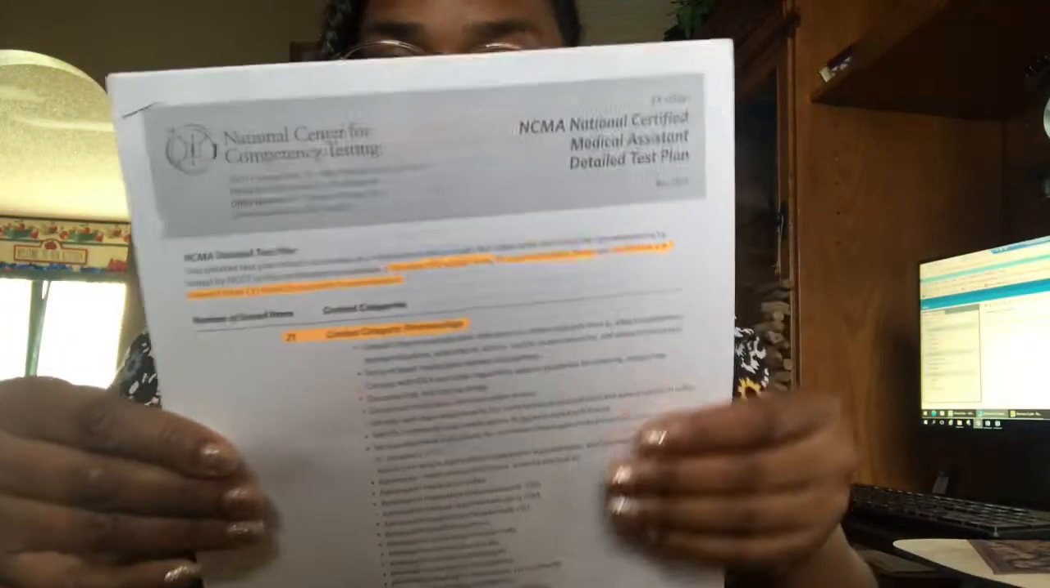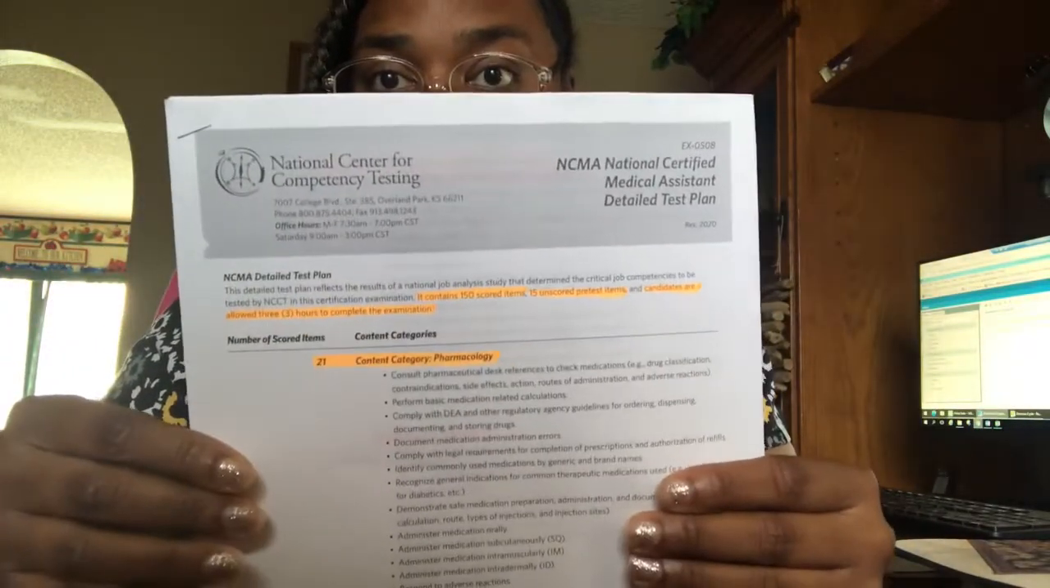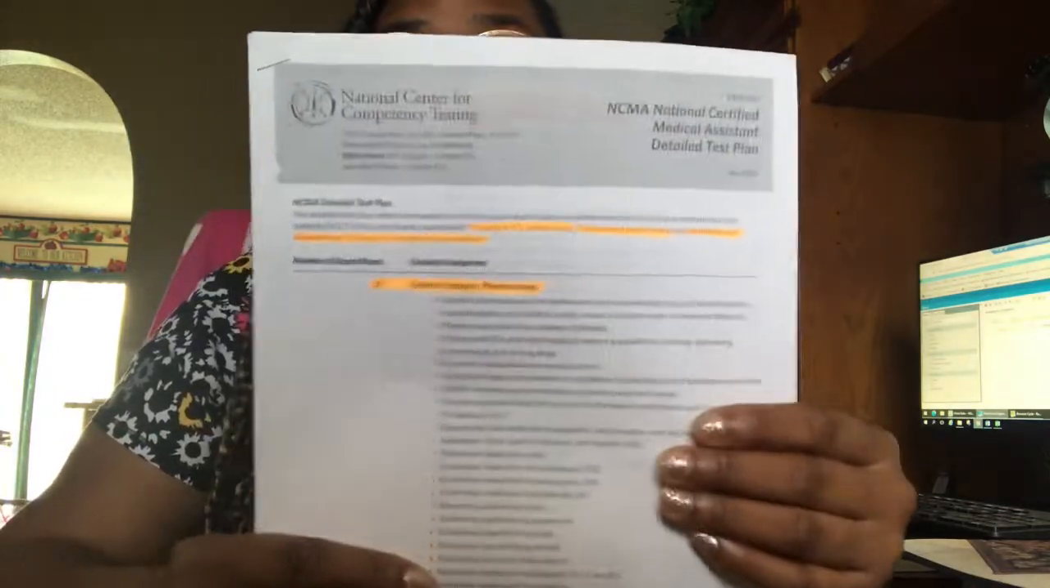Alright, so on this one, this is pretty much going to be the detailed NCCT plan. This can help you whenever anyone is trying to retake this test, or anyone that wants to know what will be on the test. This will be the detail for you.